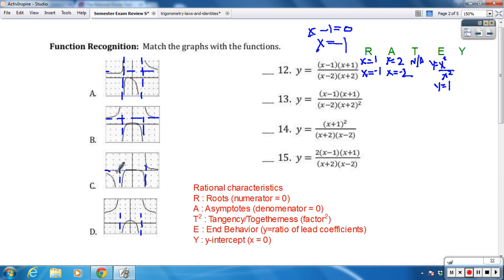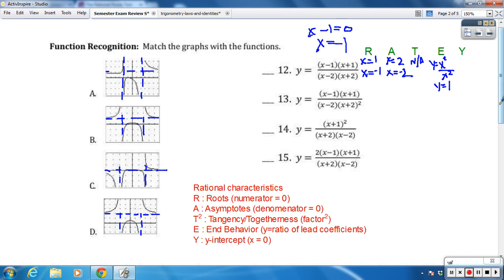C, it appears that my asymptote is at 0. And notice on C that this middle section crosses over the asymptote. That's okay, to cross over the horizontal asymptote in the middle. And D appears to have a horizontal asymptote at 2. So based on that, I could probably with confidence say that my answer is B.